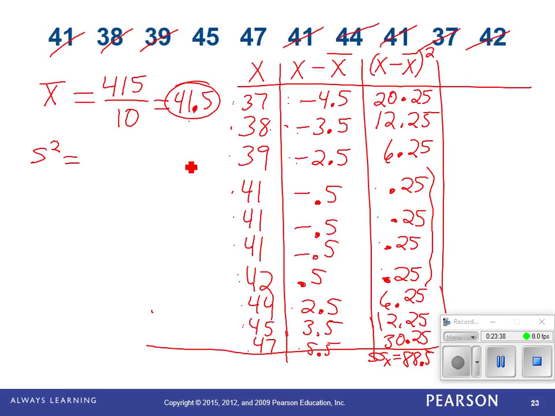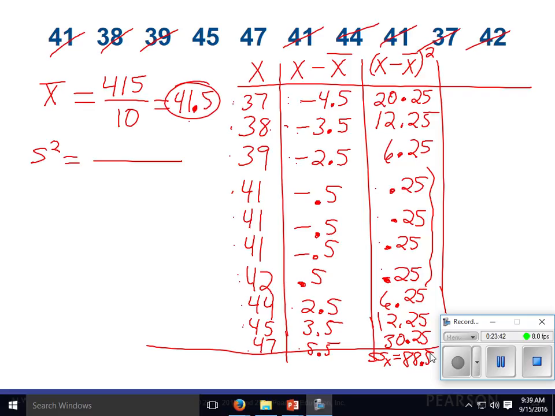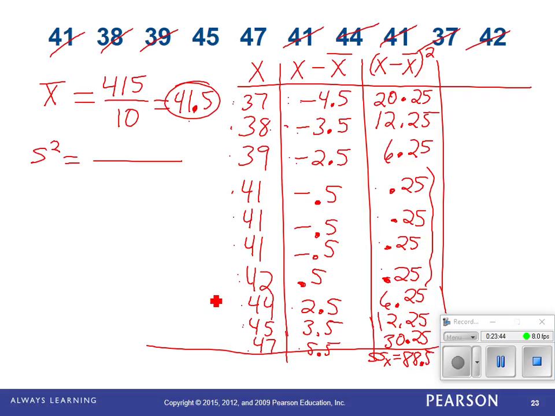So we go back to this slide. It's the sum, this number right here. That's what we put on top, 88.5. And we divide by how many numbers we had. Well, we had 1, 2, 3, 4, 5, 6, 7, 8, 9, 10. So we divide by 10, and we end up with 8.85, or about 8.9.